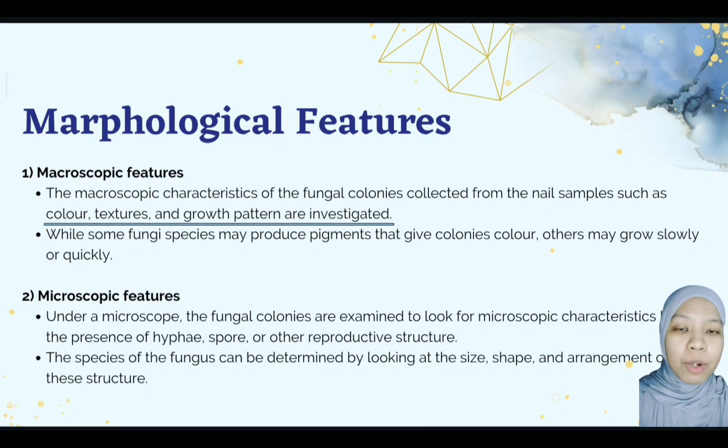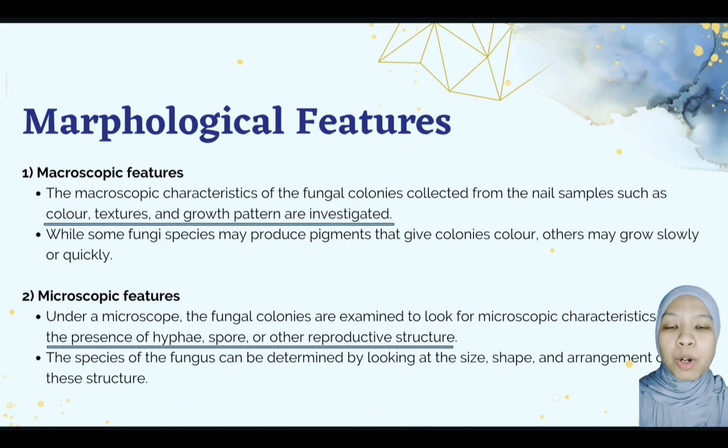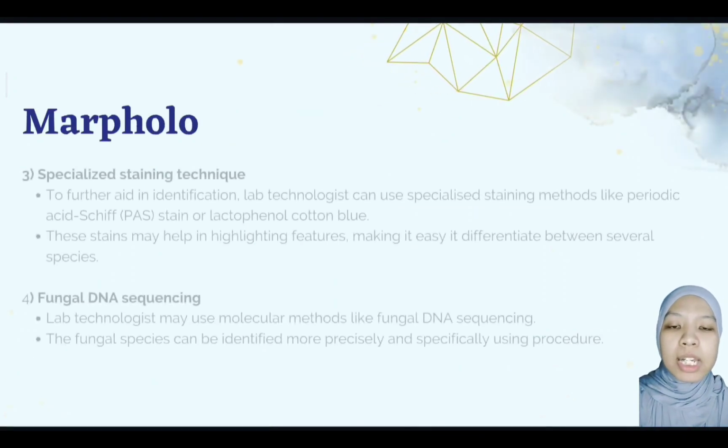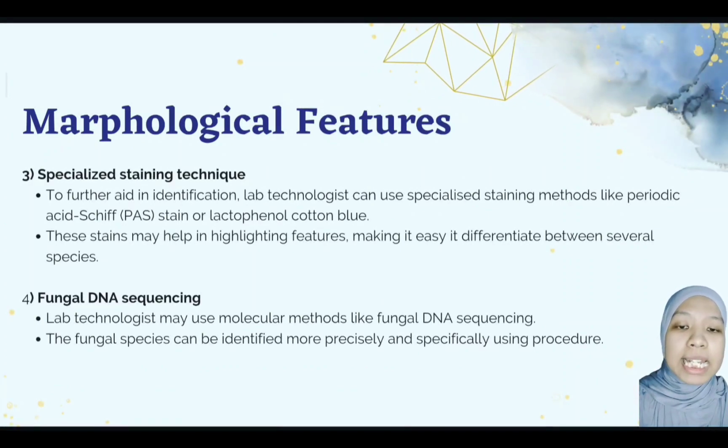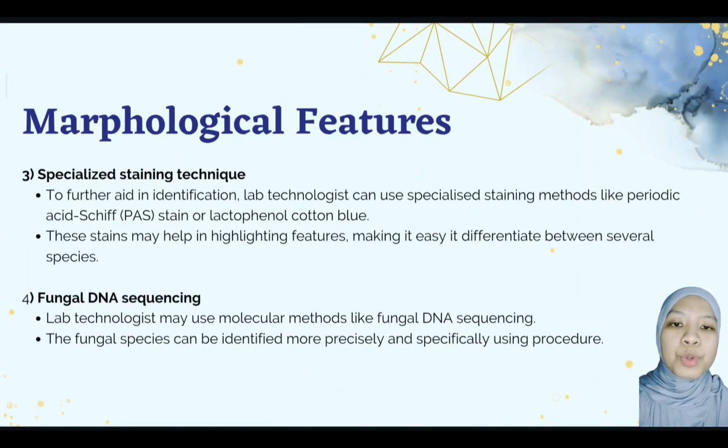Under a microscope, the fungal colonies are examined to look for microscopic characters like the presence of hyphae, spores, or other reproductive structures. The species of the fungus can be determined by looking at the size, shape, and arrangement of the structure. Move to the third one, specialized staining technique. These too further aid in identification.